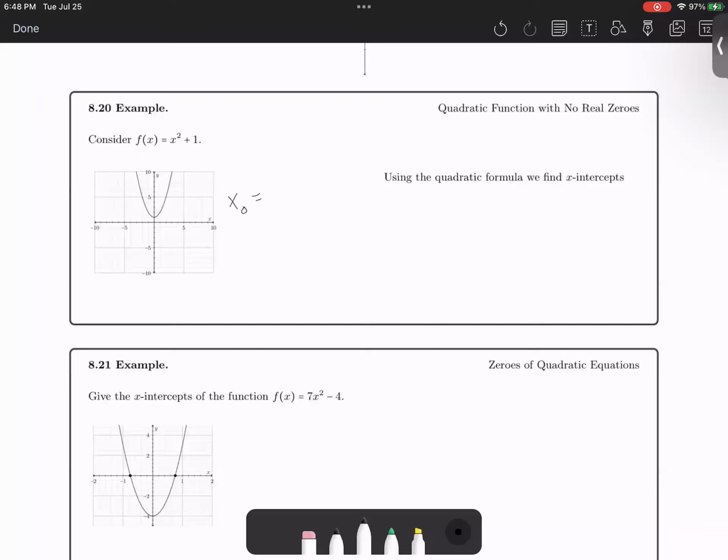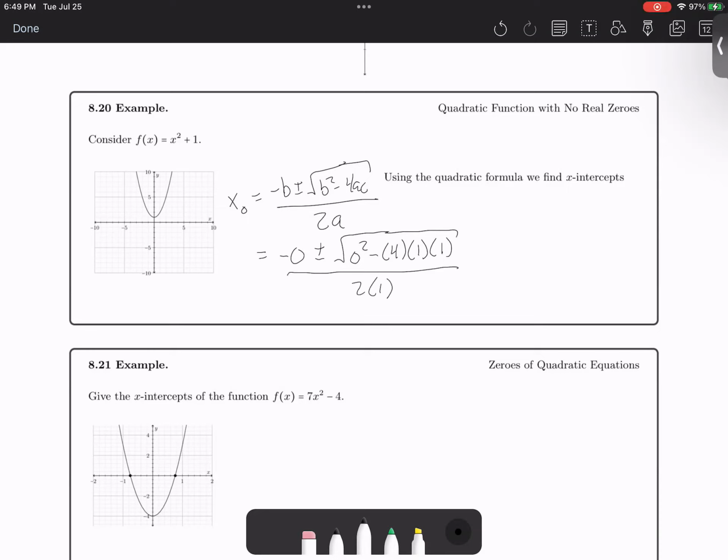So the zeros of any quadratic equation can be solved for with the quadratic formula: minus b plus or minus the square root of b squared minus 4ac, all over 2a. Applied to our problem, minus 0 plus or minus the square root of 0 squared minus 4ac, all over 2a. So what do we get here? 0 plus or minus the square root.